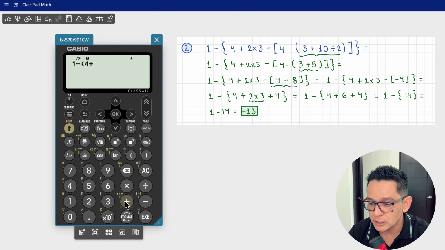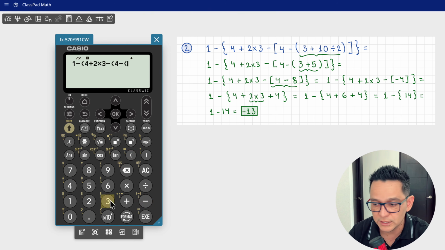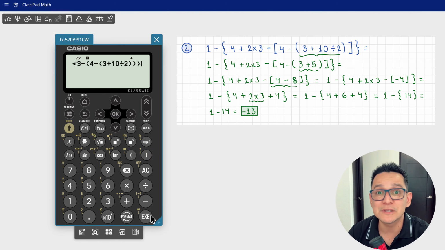Then comes plus. Then 2 times 3. Then comes minus. Then we had another parenthesis. Well, in this case, a bracket, but let's put a parenthesis. Then it was 4. Then we had minus, we opened, now a parenthesis. Then 3. Then it was plus. 10 divided by 2. We close the parenthesis, close the bracket, and close the brace. Done. Let's see how much I get.